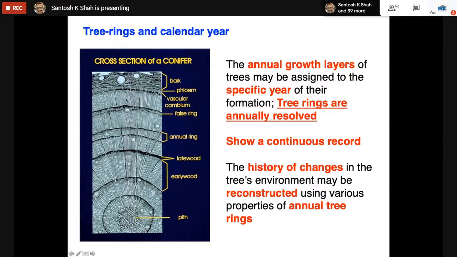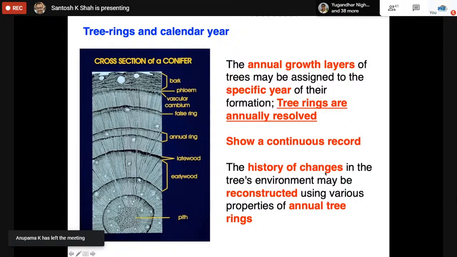So the rings which are very close to the bark are the year of collection. Suppose if we collect a tree ring sample this year, 2020, then the ring which is close to the bark is the year 2020. And the rings which are very close to the center are the oldest rings. So these tree rings are annually resolved. It shows a continuous record because each ring forms in one year. That means it shows annual records.